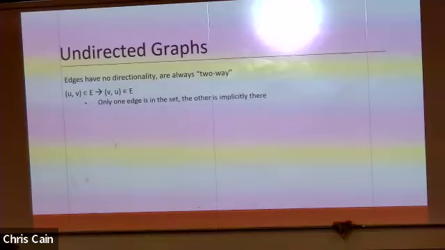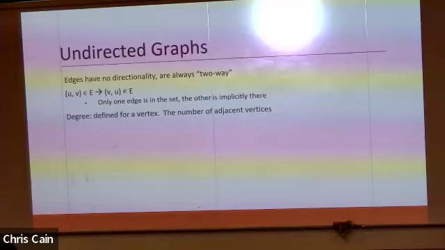Only one edge is actually in the set of edges. If we're storing that set of edges, we're not going to store both UV and VU in that set of edges. We're only going to store one, and the other one is there implicitly. So if UV exists, then VU exists. If VU exists, then UV exists.